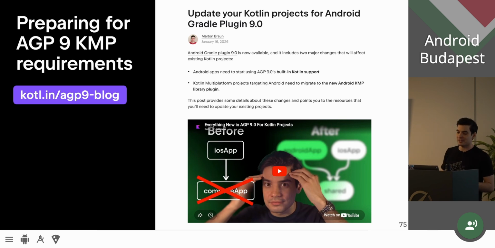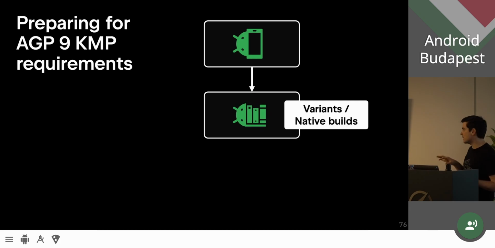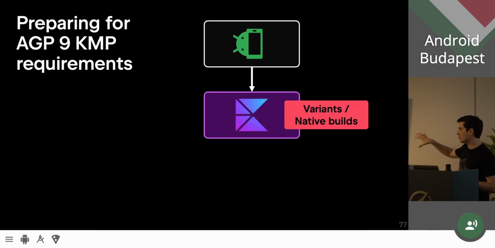Okay. So AGP9 has certain requirements for KMP projects, which are better to prepare for in advance because, again, it minimizes the actual change when you go to KMP later on. Covered by a video, covered by a blog post, I'll give you just the highlights here. The biggest constraint in AGP9 is that if you're using either build flavors or variants of any kind or native builds in your Android libraries, then that library is not going to work as a KMP library because these things are no longer supported in KMP libraries for Android.